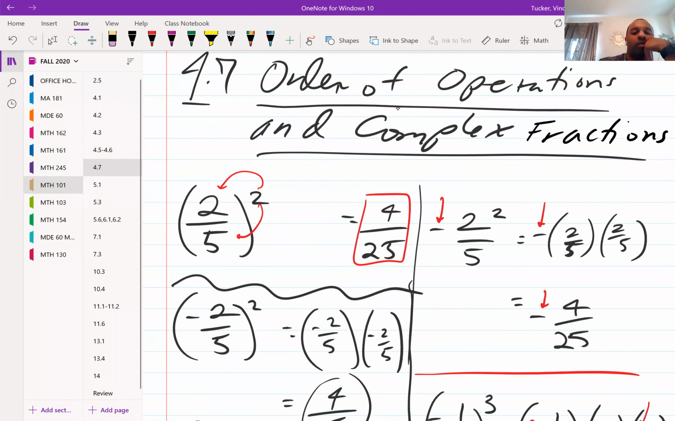Let me erase some of this so we can walk through it. So if we have 2/5 squared, you're going to square the top and the bottom individually. So that would be 2 squared and 5 squared down bottom. And 2 times 2 is 4, and 5 times 5 is 25. So that's how we get 4/25.